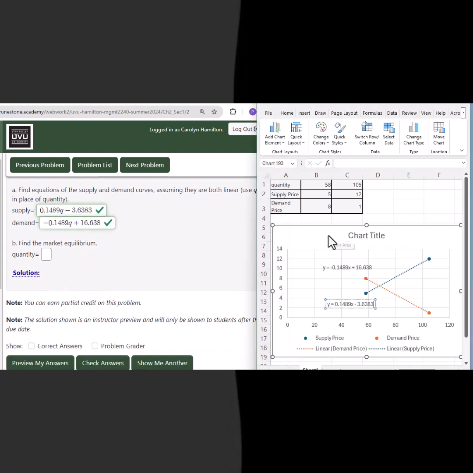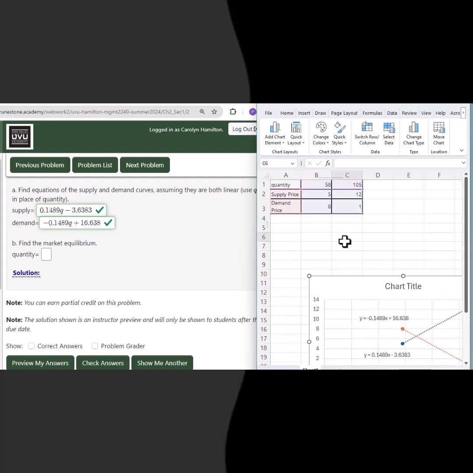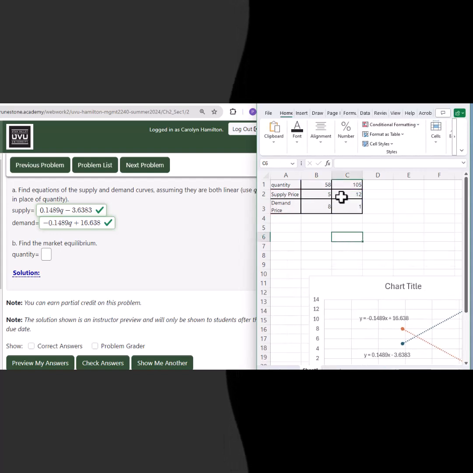Find the market equilibrium. I now need the point where it intersects. Since they're lines, there will only be one intersection point. It looks like it's at about 70. Now I can't do a goal seek on this chart because everything is just static numbers. If I change one of these values, nothing else in the chart will change because they're not connected to each other.